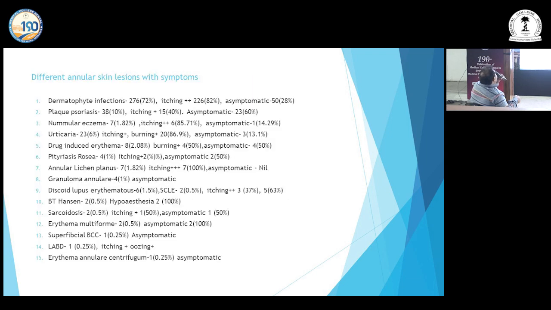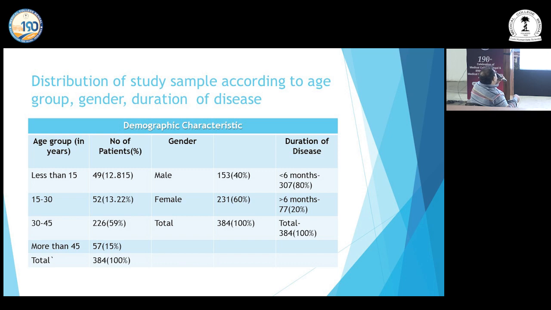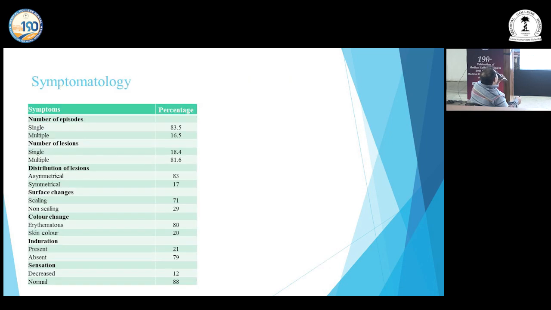As far as annular eruptions are concerned, dermatophyte infections were the most common and erythema annulare centrifugum was least common. Patients aged 30 to 45 years made up most of the cohort. Females outnumbered males in the study. Most of the lesions resolved within 6 months. Most were solitary episodes, solitary lesion, asymmetrical distribution, mostly scaly lesions.